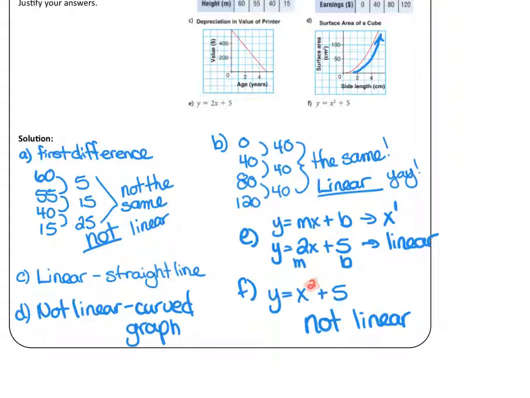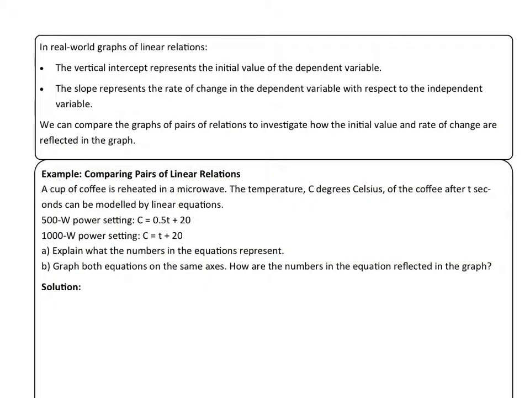Let's go to the next page and we'll look at a different example. And I've put a note at the beginning here. In real world graphs of linear relations, the vertical intercept represents the initial value of the dependent variable. That's our y-intercept. And the slope represents the rate of change in the dependent variable with respect to the independent variable. I kind of went over that at the beginning, but now we have it in words. We can compare the graphs of pairs of relations to investigate how the initial value and rate of change are reflected in the graph.